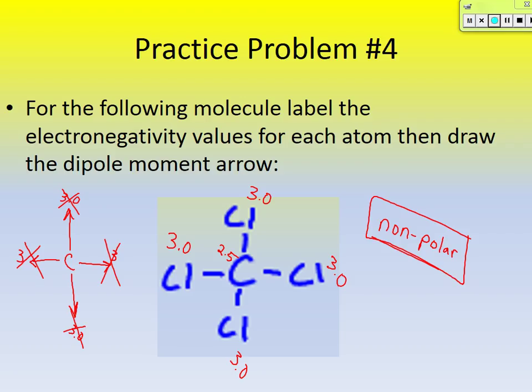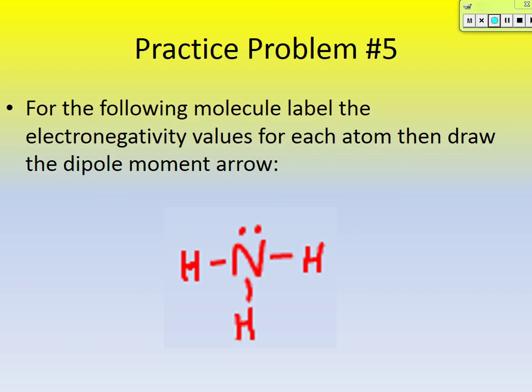Okay, very good. Let's go to practice problem number 5. I'll give this one away. This is a polar molecule. I want you to show me which way the dipole moment arrow would point. I want to give you a second to try it on your own. So please hit pause and try it.